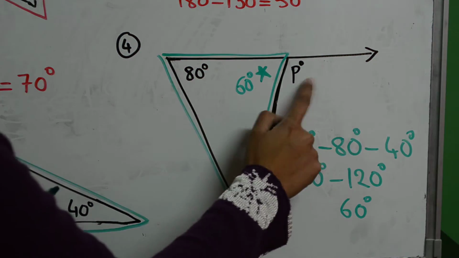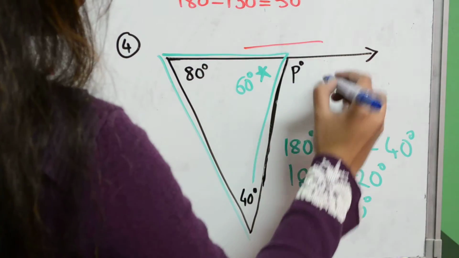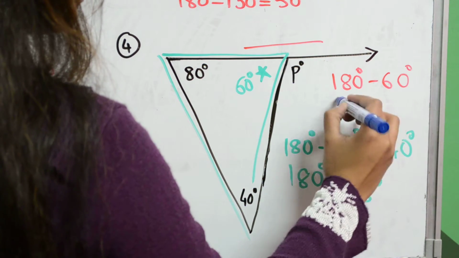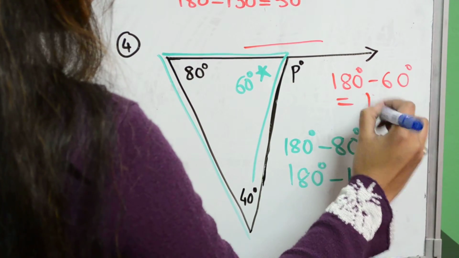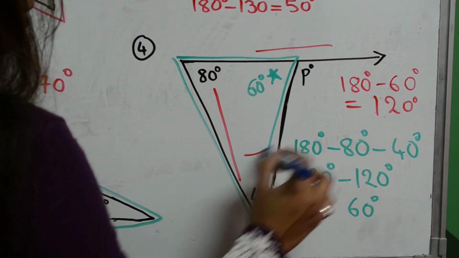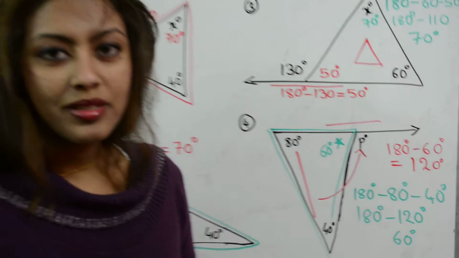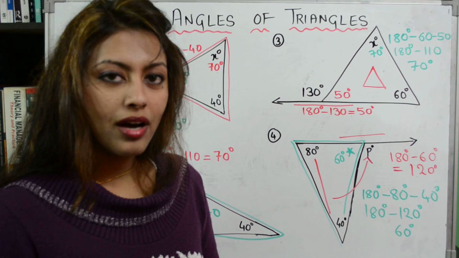But the question is asking me for P. So again, I have the straight line. That's 180 minus 60 equals 120. You can also add up both of them and then say that this one is equal to the exterior angle. But I believe if you revise all of these things, you will have a clear thought about triangles.